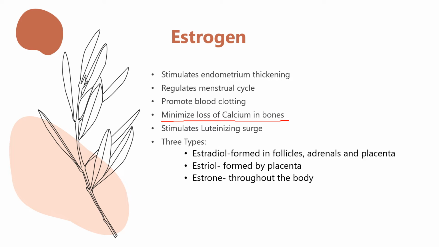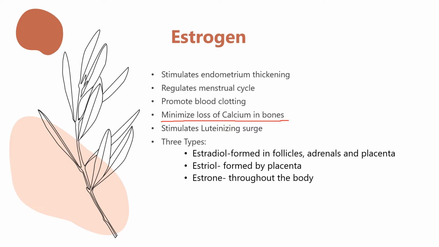The other thing that estrogen is really instrumental in during our menstrual cycle is stimulating the luteinizing surge. Our ovaries are producing estrogen. Once they're producing enough estrogen, that's when we get that luteinizing surge that promotes our ovulation. If we're not producing enough estrogen, you won't get that surge, and therefore you won't have ovulation.